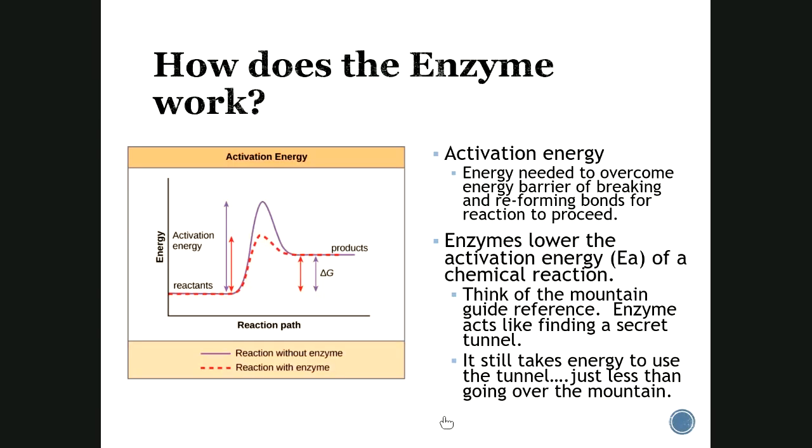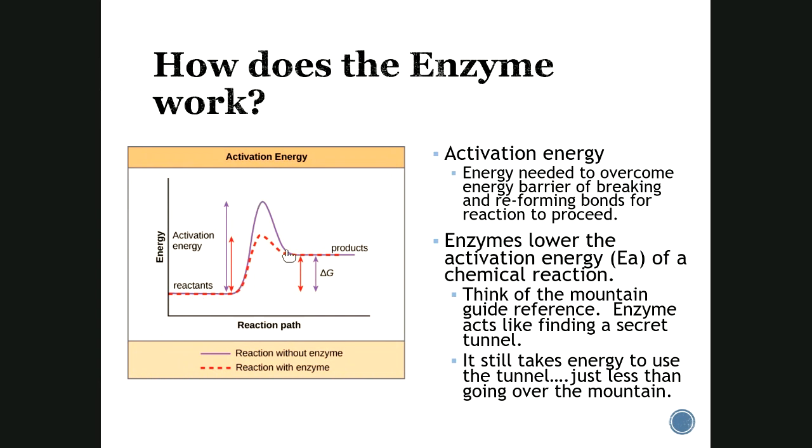So how does it work? I'll get a little bit technical. We're going from reactants to products. In order to do this, it's going to take some energy. The amount of energy that's needed to make this happen is called the activation energy. That's shown in purple on this graph right here.